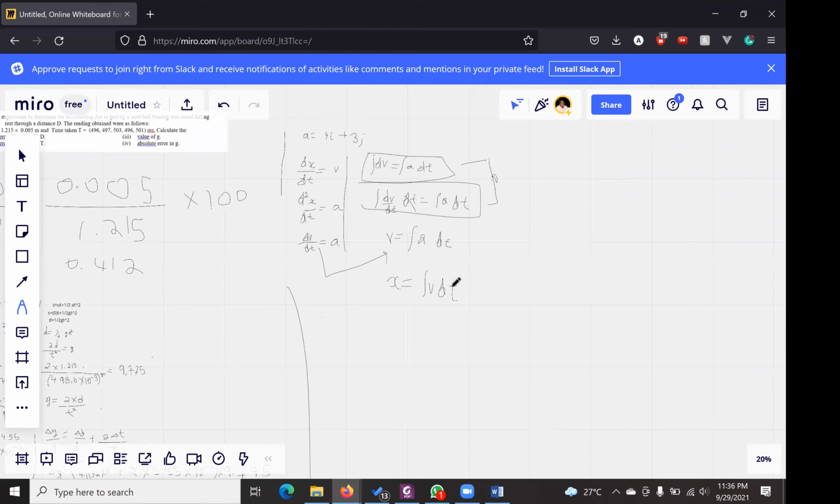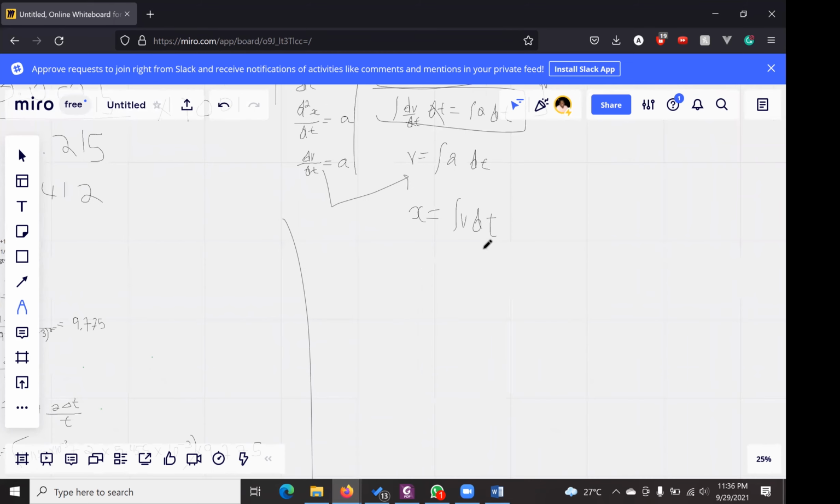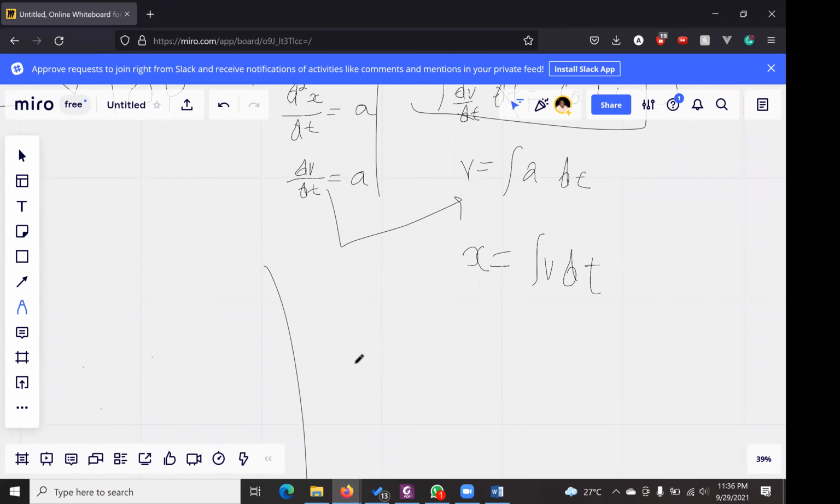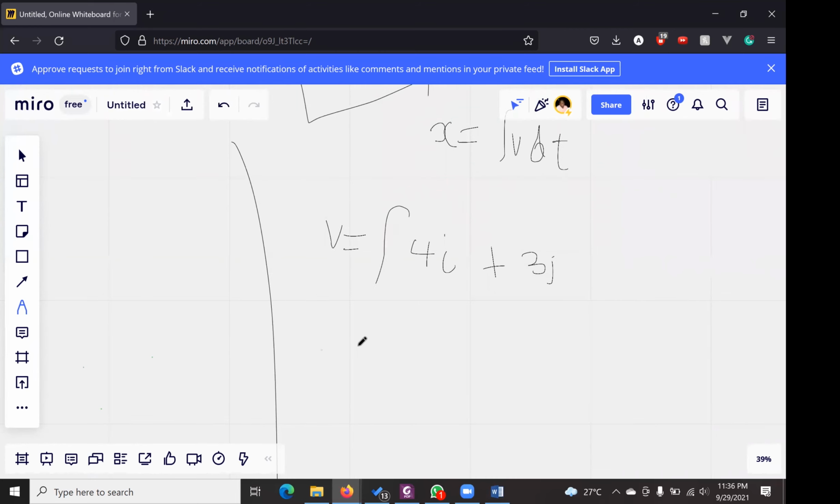All right. So they give me the acceleration. They want you to find the x and y components of the velocity. So how you're going to do it is, as we had said, we're integrating the acceleration function. So we're going to say now, v is equal to the integral of 4i plus 3j. Right? Tell me if I lost anybody. Did I lose anybody?